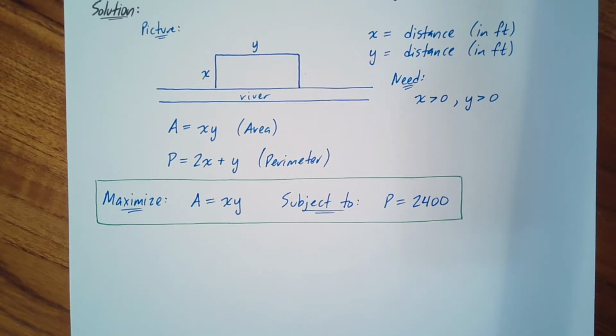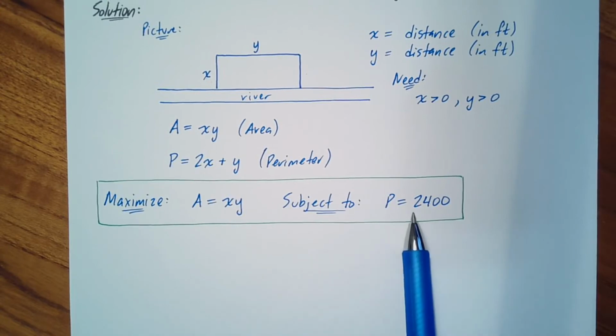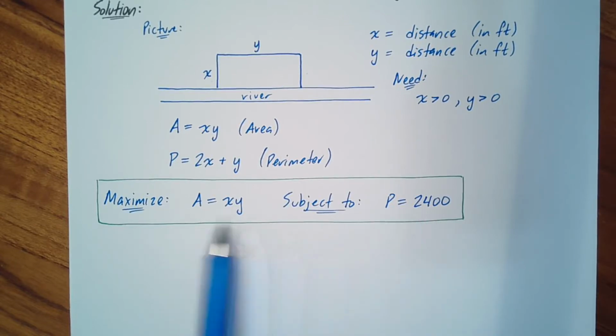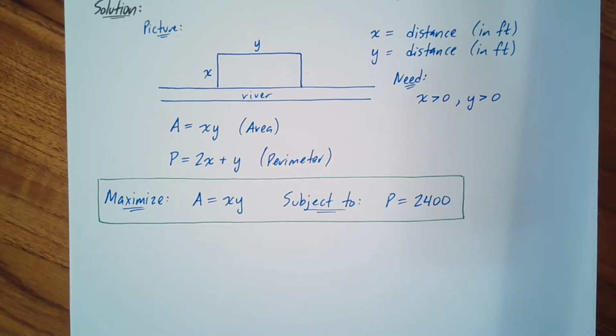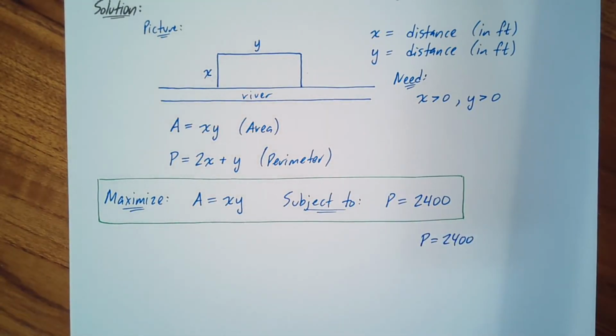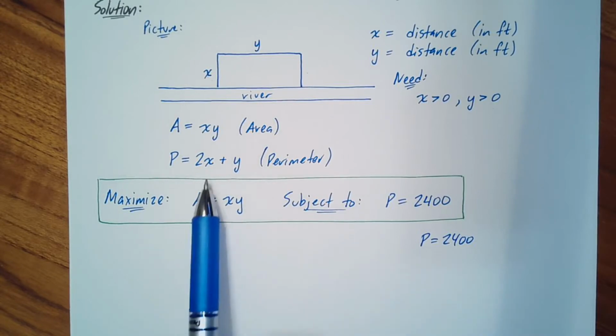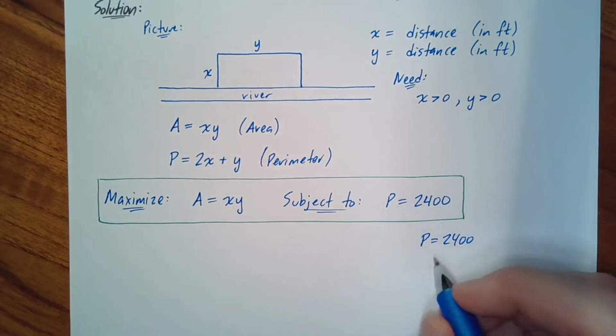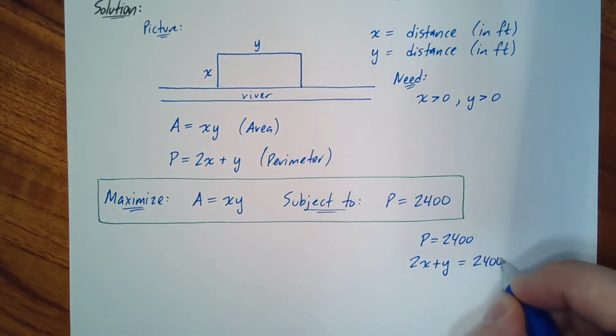But it turns out that this constraint is actually going to help us. Because if you carefully look at this constraint, it actually turns out that this is a function of one variable. It isn't written out in front of us just yet. So let's first consider this. If I have P equal to 2,400, the perimeter is equal to 2,400, and the perimeter is also, by definition, based on our diagram, 2x plus y. Well, that tells you that 2x plus y is equal to 2,400.